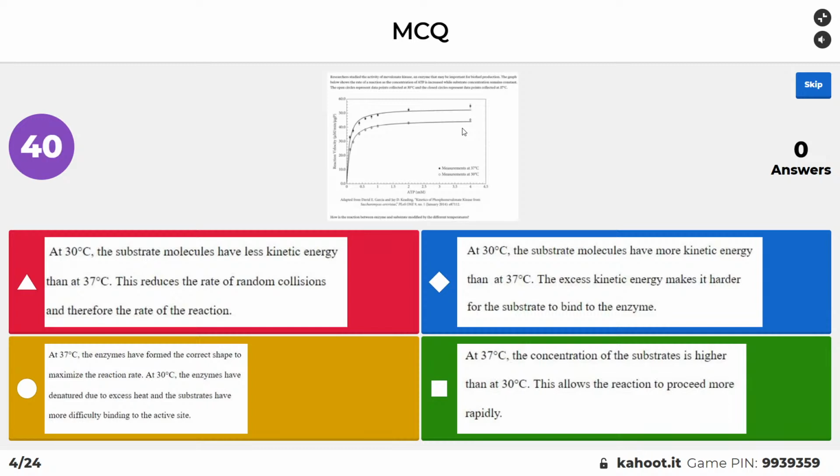Sure. So the graph shows that researchers studied the activity of, I'm going to pronounce all of these wrong, mevalonate kinase, which is an enzyme that may be important for biofuel production. The graph below shows the rate of a reaction as the concentration of ATP is increased while the substrate concentration remains constant. The open circles represent data points collected at 30 degrees Celsius, and the closed circles represent data points collected at 37 degrees Celsius. How is the reaction between enzyme and substrate modified by the different temperatures?